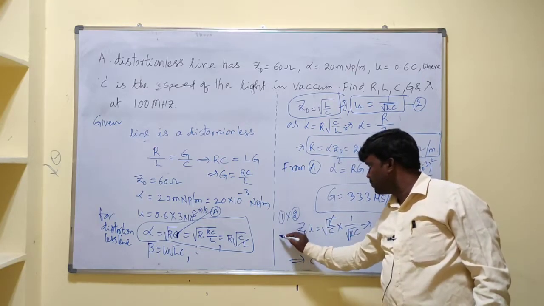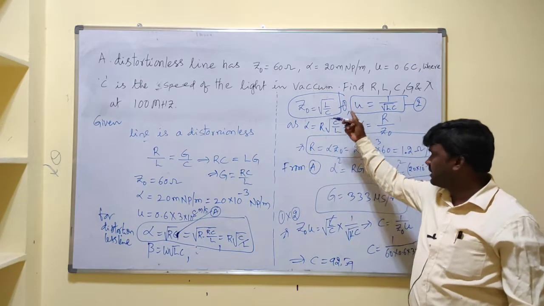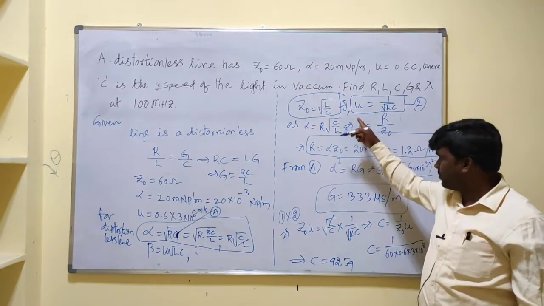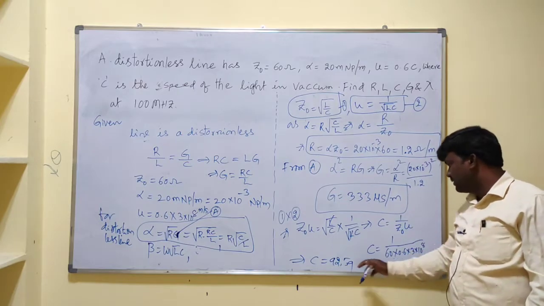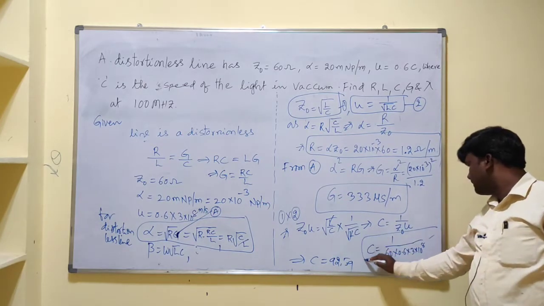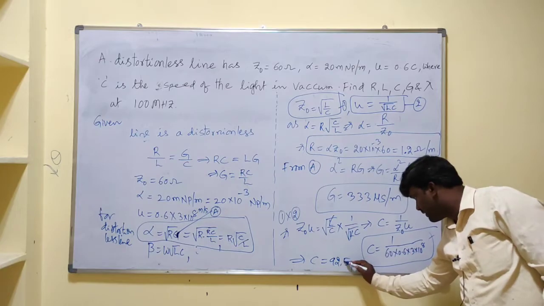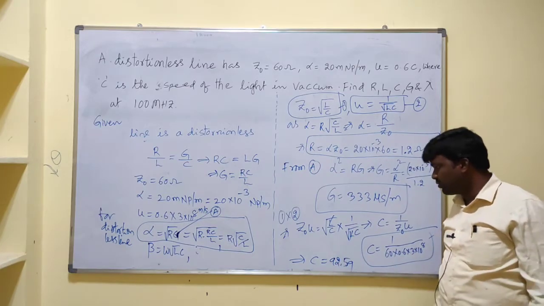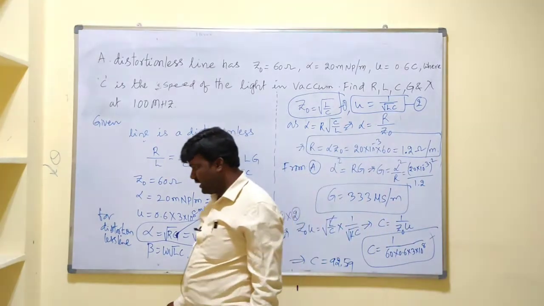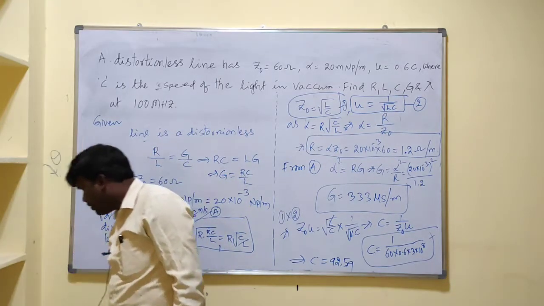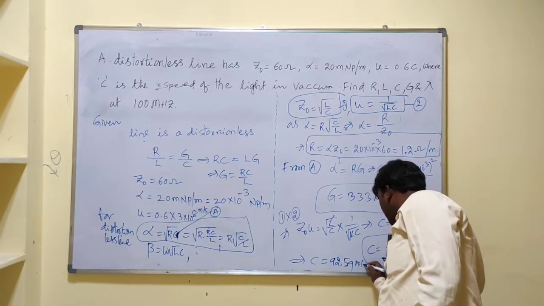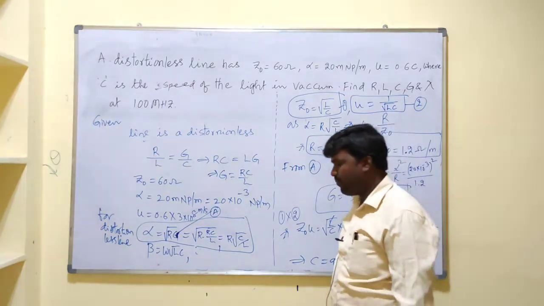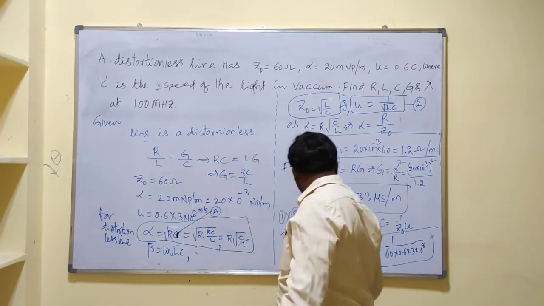Equation 1 into 2. On the left hand side we have Z naught and here u. We will get C equal to 1 by Z naught into u. After simplification we will get C value as 92.59 picofarad per meter. In terms of farad per meter, pico means 10 to the power minus 12. So this is the value of C.